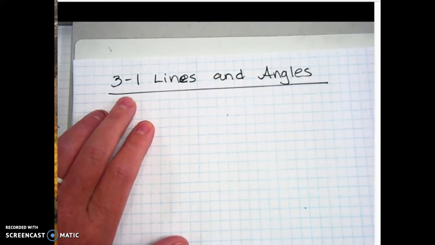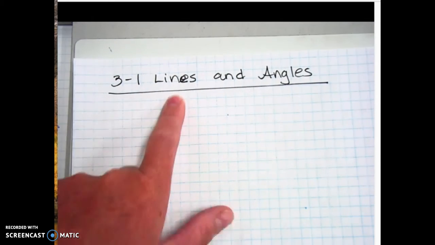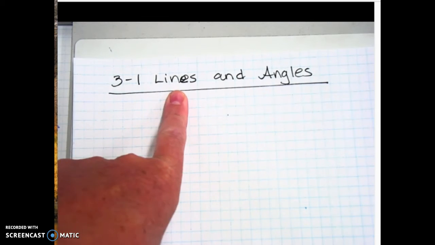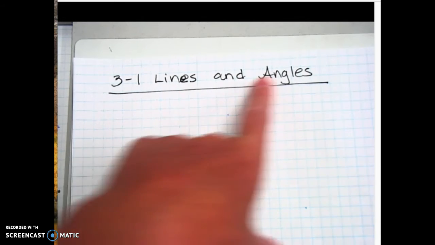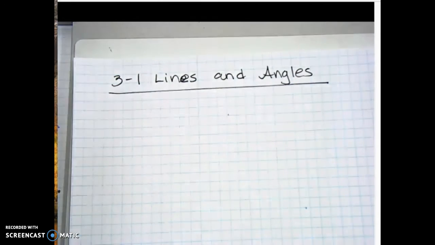Right, so section 3.1. We're starting chapter 3 today. First section, we're going to be talking about lines and their relationships and how those lines, when they intersect, are going to create some angles. And then the angles are going to have relationships to each other as well.